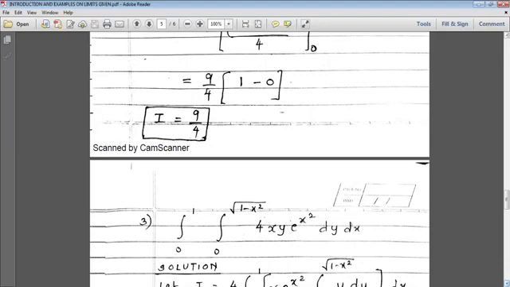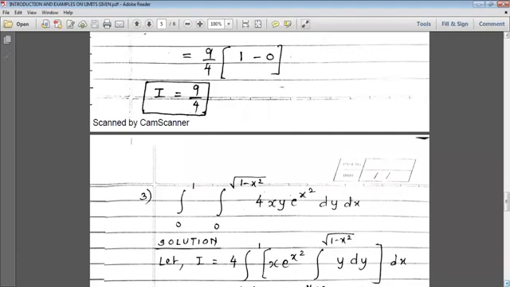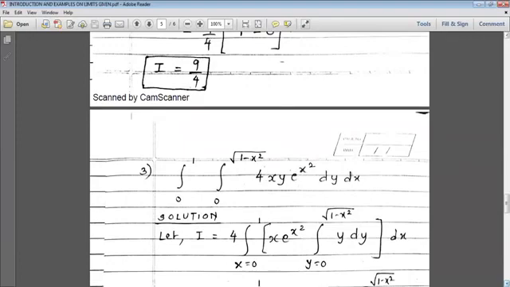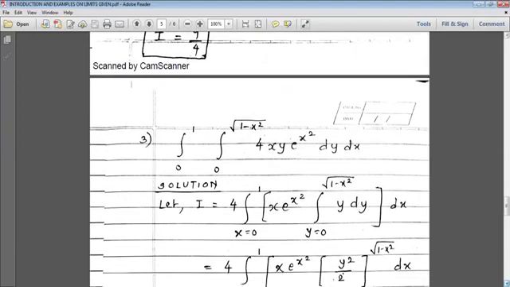Now consider the third example. Evaluate the double integral 0 to 1, 0 to under root of 1 minus x square, 4xy e raised to x square dy dx. Now observe the inner limits. They are in terms of x. Therefore, they are the limits for y, and clearly the outer limits are the limits for x. Now with respect to y, x is a constant. Therefore, x into e raised to x square has been taken outside the inner integral. The constant 4 has been taken outside the double integral.